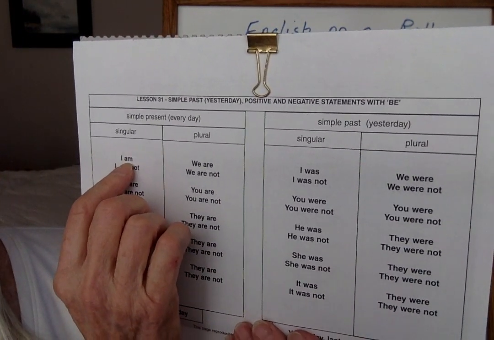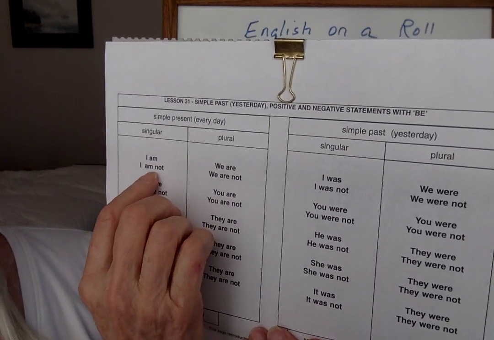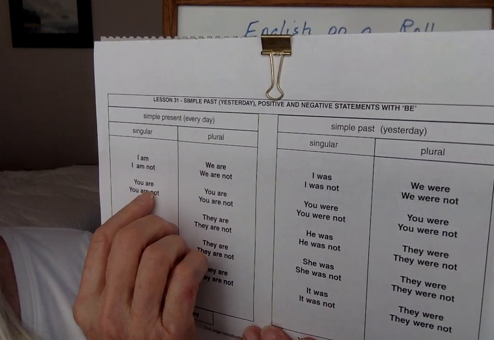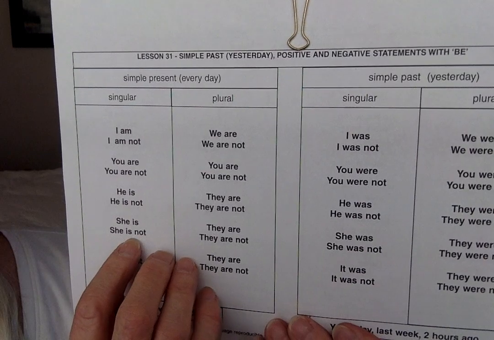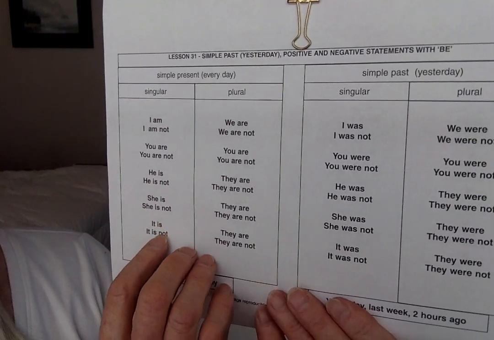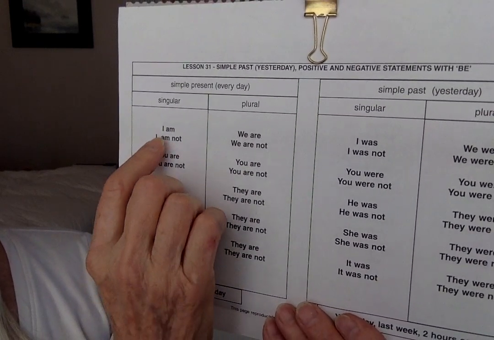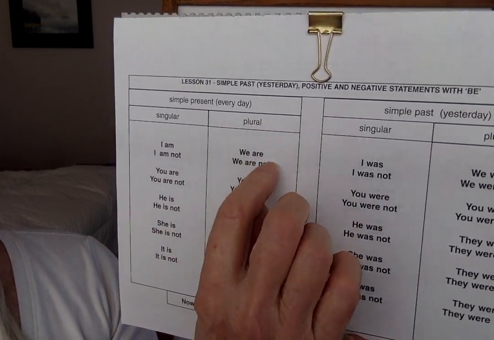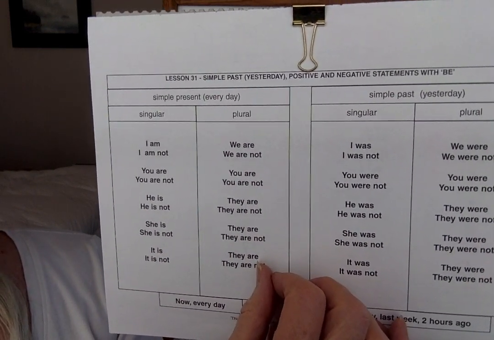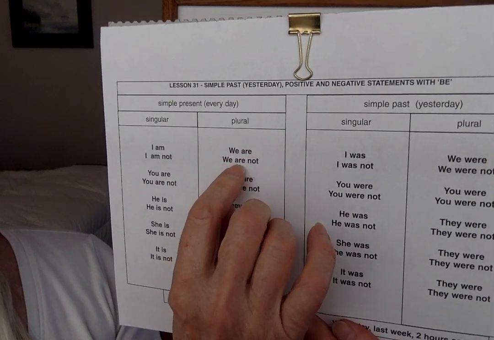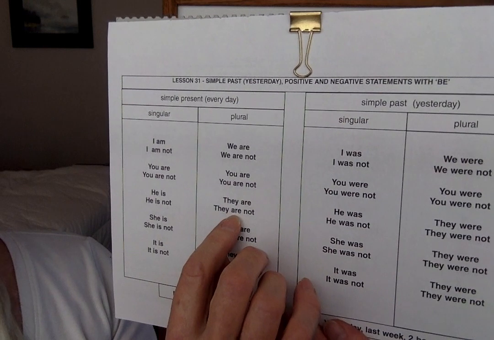So you remember I am, that's easy, right? We won't worry with that. I am, or negative, I am not. You are not. He is not. She is not. It is not. There's your singular. Am, are, is. Over here in the plural, we use are all the time. Usamos todavía are. We are not. You are not. They are not.